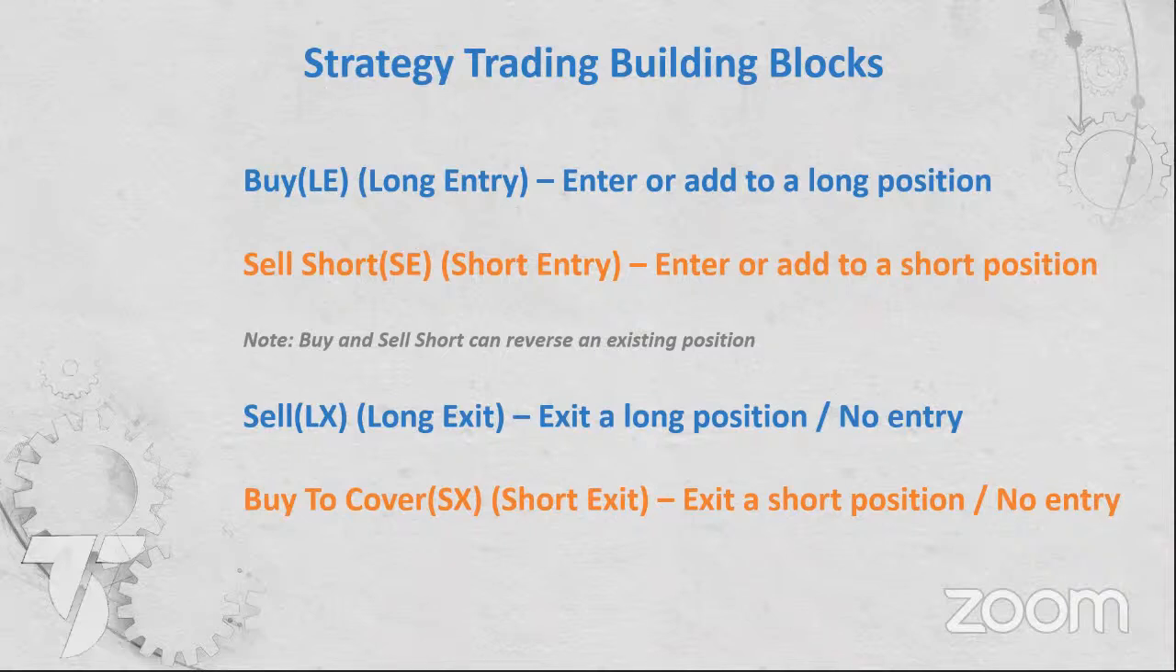There are also components that just exit a long or short position. A sell is a long exit. Sell does not, by the way, generate a new short position. Sell is only used to close a long position. So if I'm flat and the strategy generates a sell order for some reason, nothing happens. It's ignored because there's no long position to close. Same thing with buy to cover. Buy to cover is a short exit. It only exits a short position, and can't enter a new position.